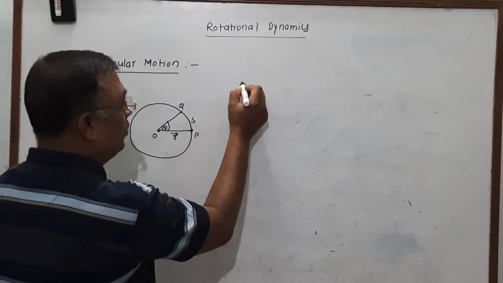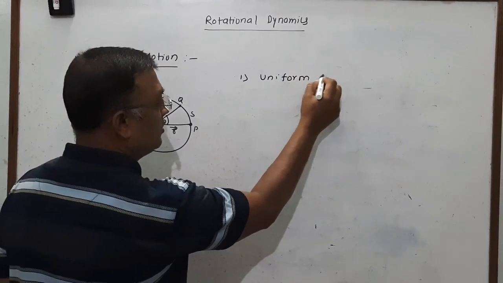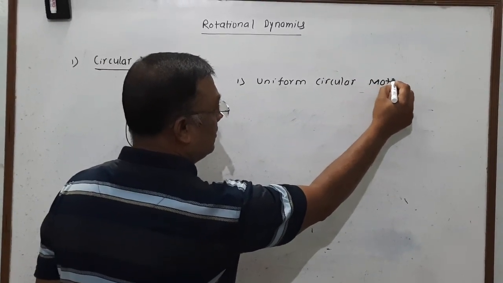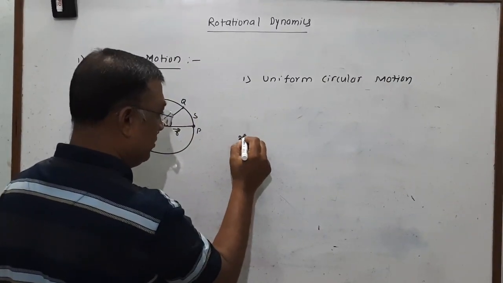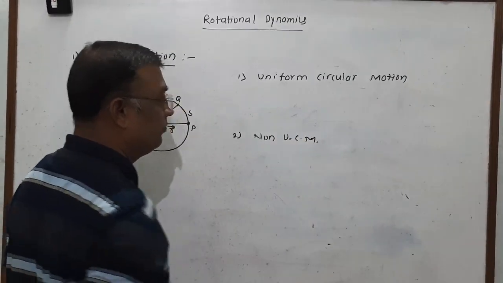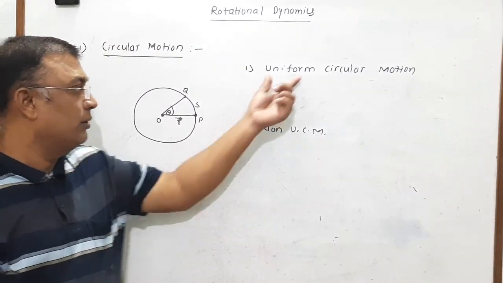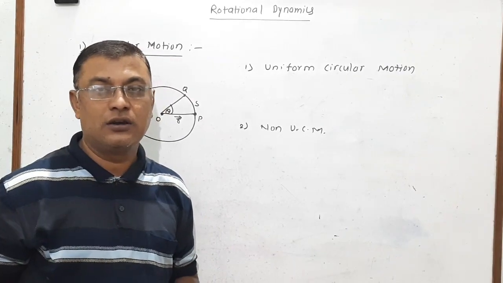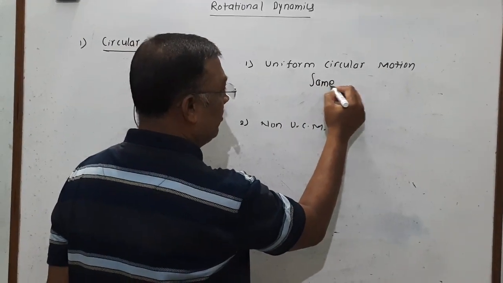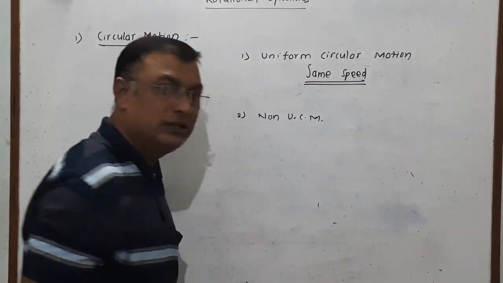Basically, there are two types of circular motion here. One is uniform circular motion, and the second one is called non-uniform circular motion. What is uniform circular motion? The motion of the particle along the circumference of a circle with the same speed. The condition is that the speed of the particle should be the same.